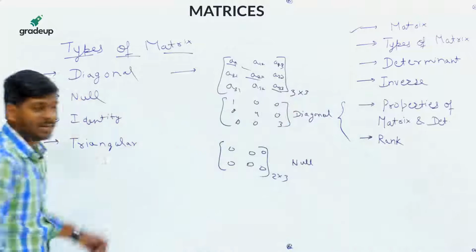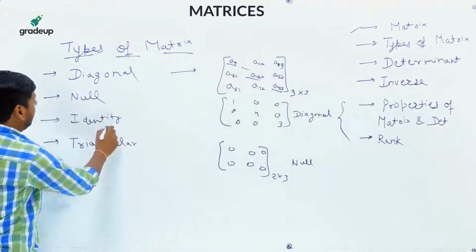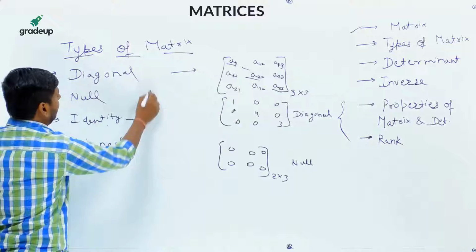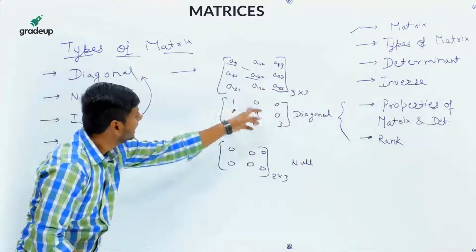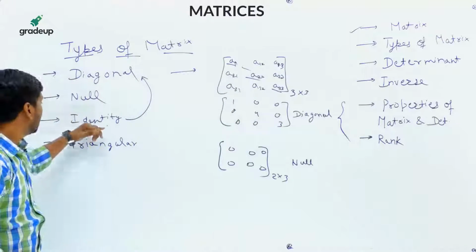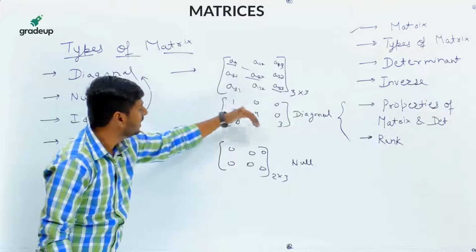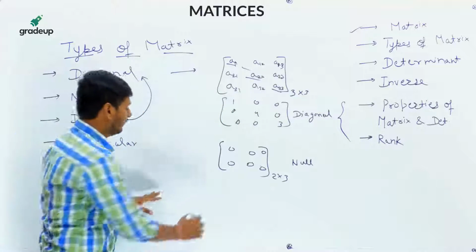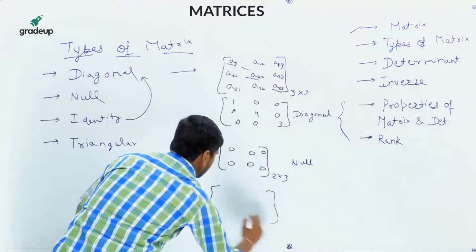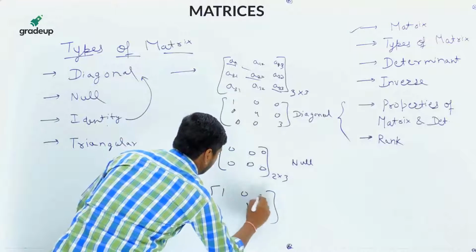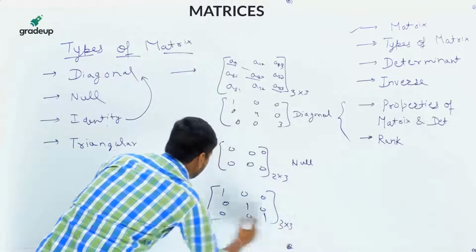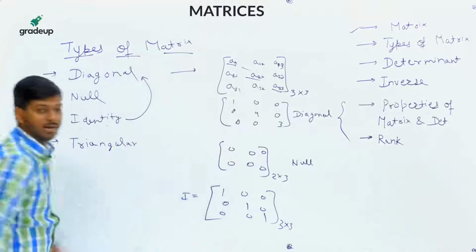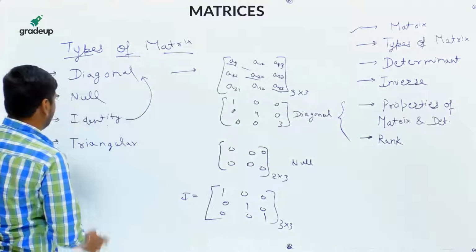Okay. Third is identity matrix. Identity matrix is a special type of diagonal matrix. In a diagonal matrix, the diagonal elements can have any value. While in an identity matrix, the diagonal elements will have only one value, that is equal to 1. So this is an example of a 3 cross 3 identity matrix. This is an identity matrix.